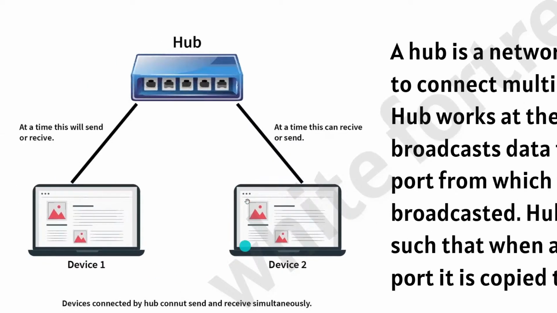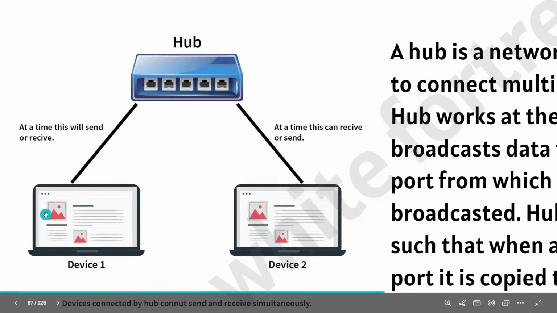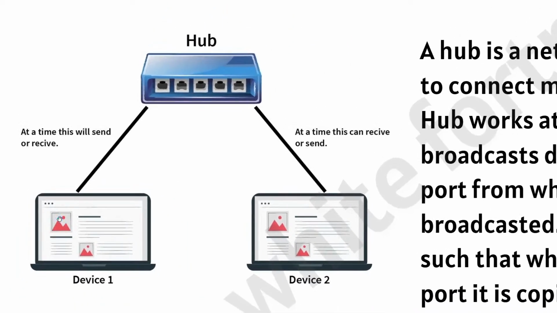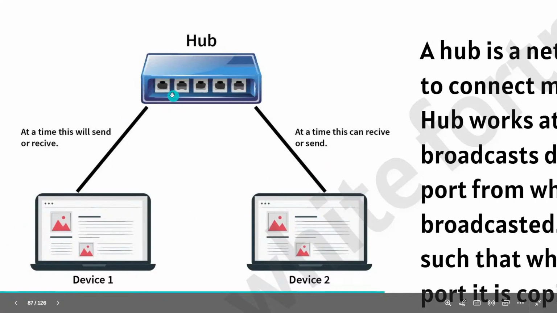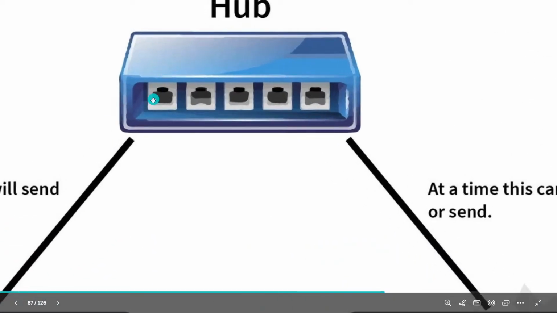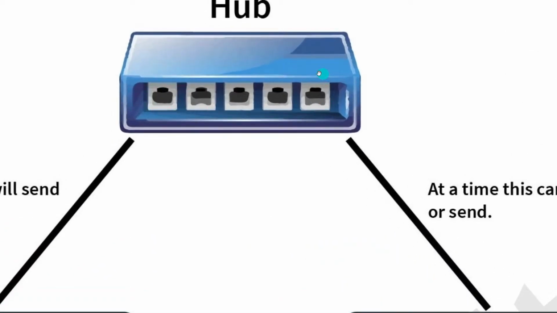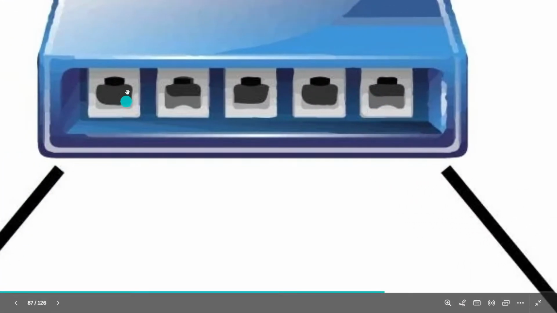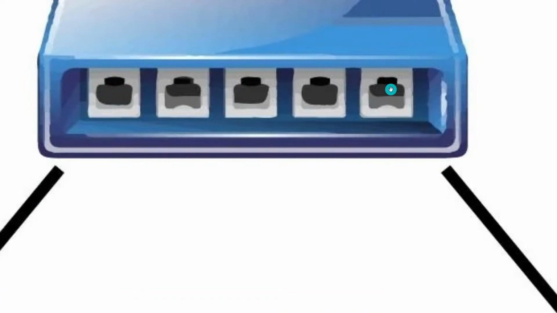Okay. So for example, let me enlarge this. Device 1 wants to send data to device 2. So what will happen? Device 1 is connected to this port and device 2 is connected to this port. I hope this is visible. So the packet comes to this port.